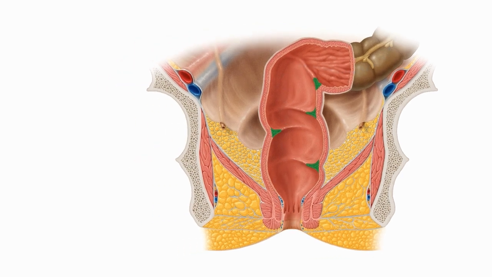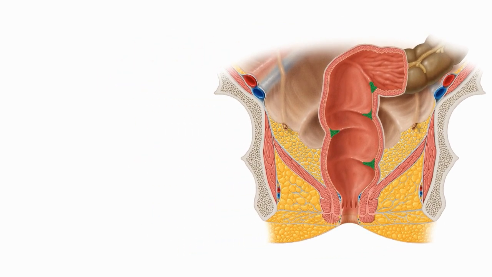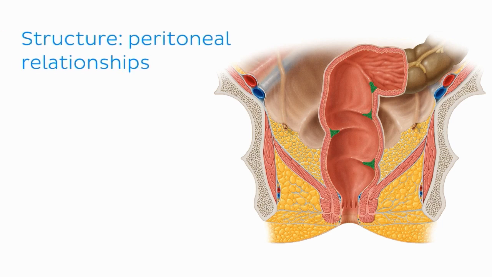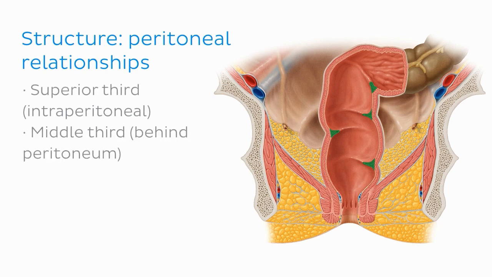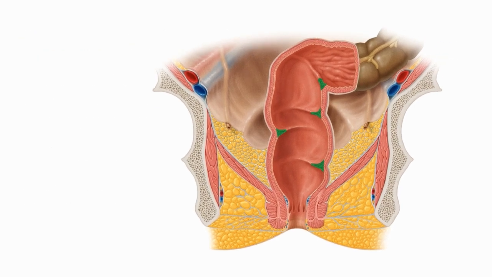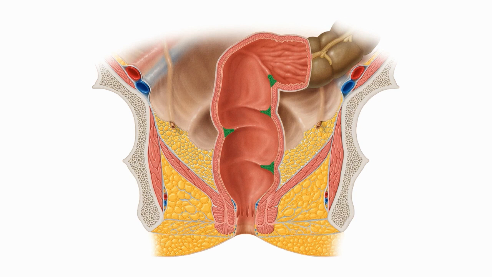Let's now talk briefly about the relationship of the rectum to the peritoneum. So the relationship of the rectum with the peritoneum allows it to be divided into thirds. And of course, we have a superior third, which is intraperitoneal, a middle third, which lies behind the peritoneum, and an inferior third, which is extraperitoneal. And again, we're going to pop out our image so we can look at this a little bit more clearly. So in this image, we're going to draw some lines to divide our rectum.